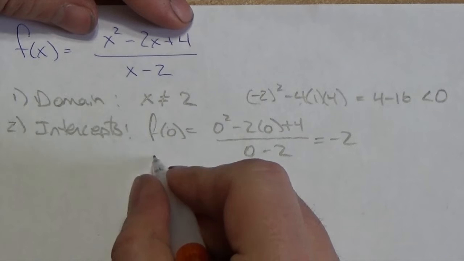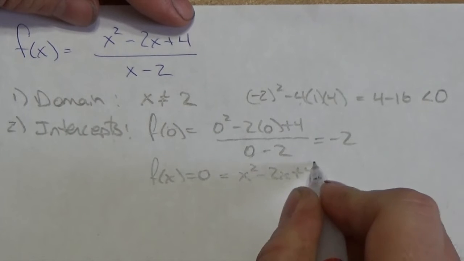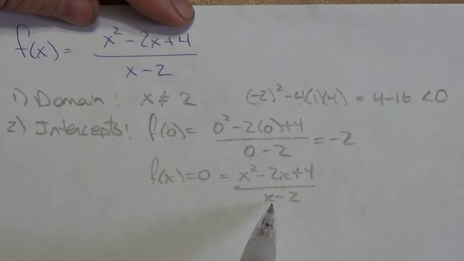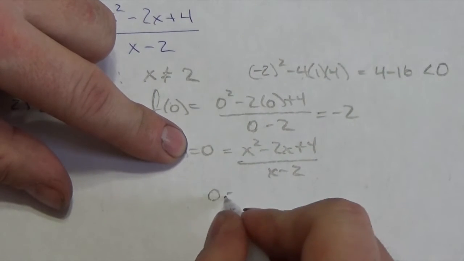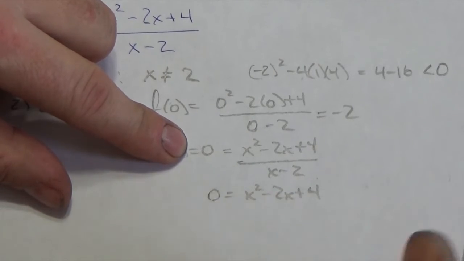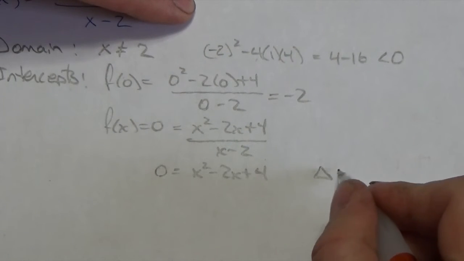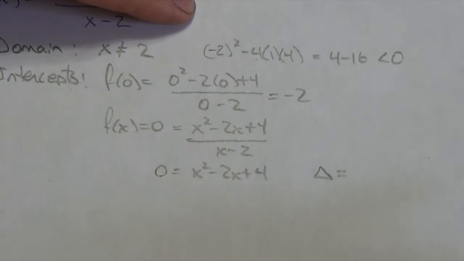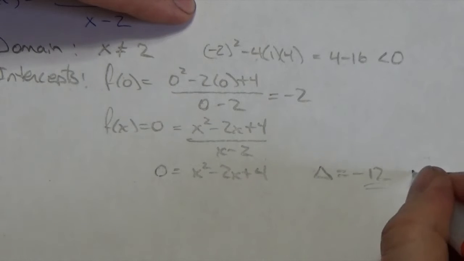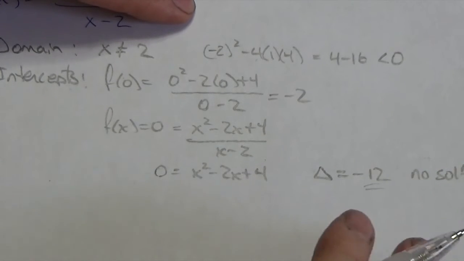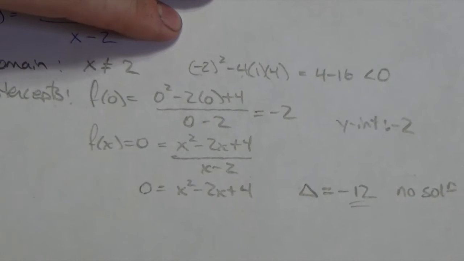The x-intercept will be where f of x is equal to 0. And that will be x squared minus 2x plus 4 over x minus 2. The denominator is not going to be responsible for that, so I could multiply through by the denominator. That's going to be irrelevant. X squared minus 2x plus 4. And actually, ironically enough, I just did the work on this. Notice that the discriminant, and I did that work up here to see if I could factor it, the discriminant was equal to negative 12, which means no solution. So there's no x-intercept. The y-intercept is negative 2, and there is no x-intercept.